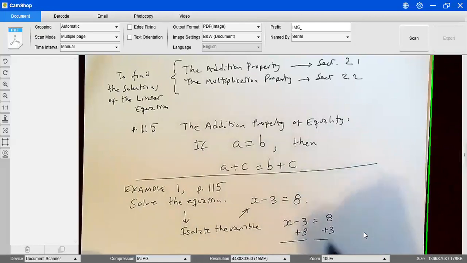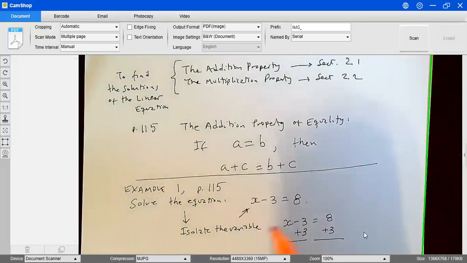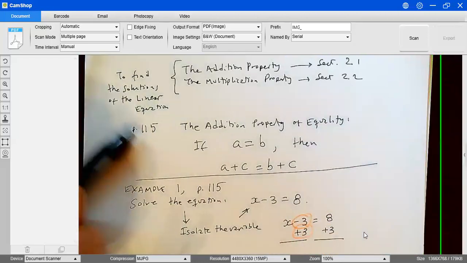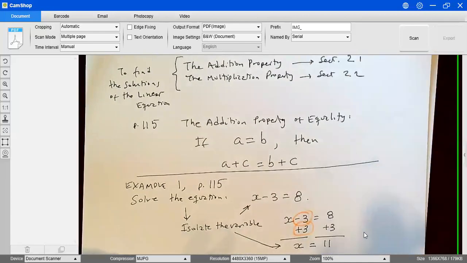So we're gonna proceed. This -3 with this +3, they cancel each other. So we end up only with x on the left-hand side of our equal sign, and 8 plus 3 is gonna be 11. Now, the variable is isolated on the left-hand side. So that means that this is our solution.